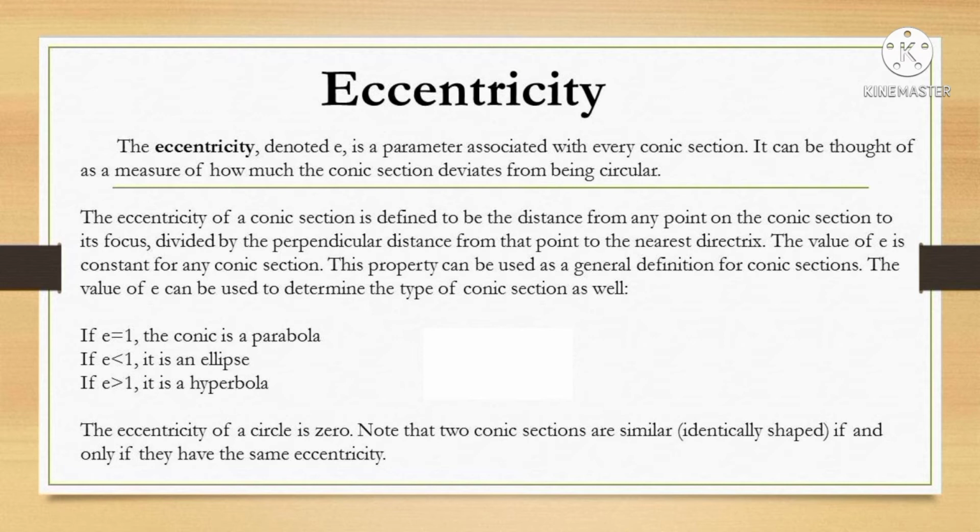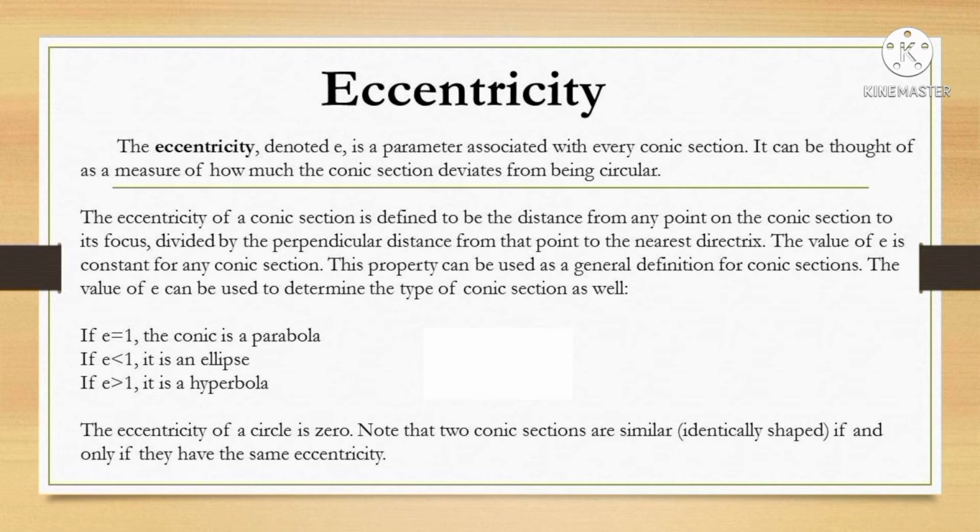Eccentricity, denoted e, is a parameter associated with every conic section. It can be thought of as a measure of how much the conic section deviates from being circular. The eccentricity of a conic section is defined to be the distance from any point on the conic section to its focus, divided by the perpendicular distance from the point to the nearest directrix. The value of e is constant for any conic section. This property can be used as a general definition for conic sections.